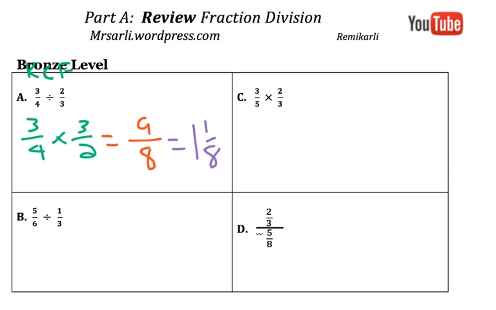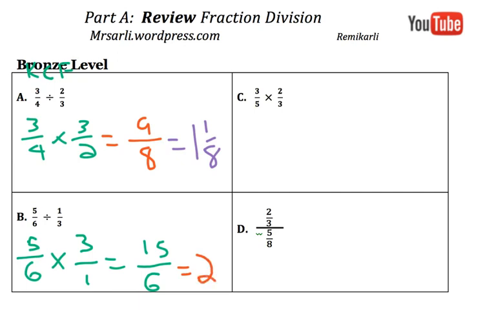For B, again, we have a division of fractions problem. So I'm going to do keep, change, flip to change it into a multiplication problem. Then multiplying the numerators, I'm going to get 15. Multiplying the denominators, I'm going to get 6. And then if I wanted to simplify that, 6 goes into 15 twice, because 6 times 2 is 12. And then 15 is 3 more than 12, so that would leave me with 3/6 left over.